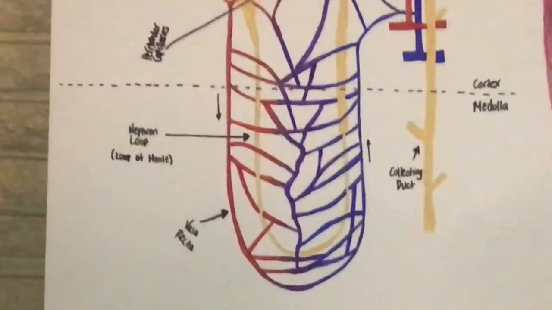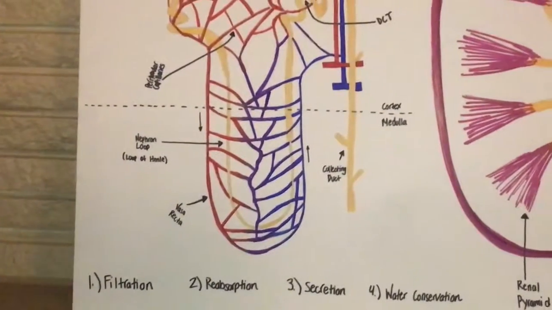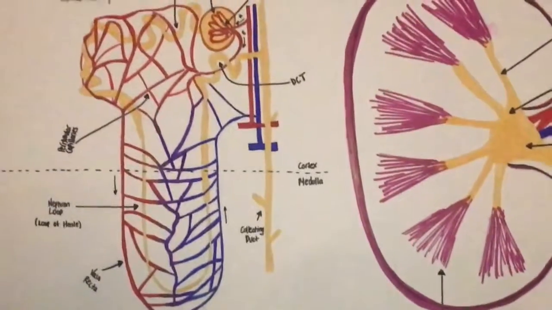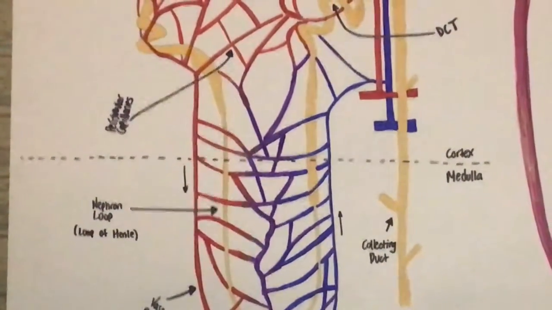While I'm talking about vasa recta, I'll point out the peritubular capillaries, which are very important because they reabsorb nutrients like sugar, and these capillaries pump these things back into the blood. These surround the PCT because that's where reabsorption takes place.